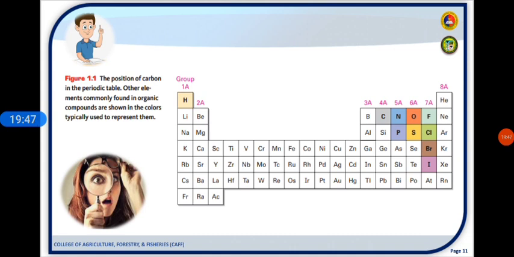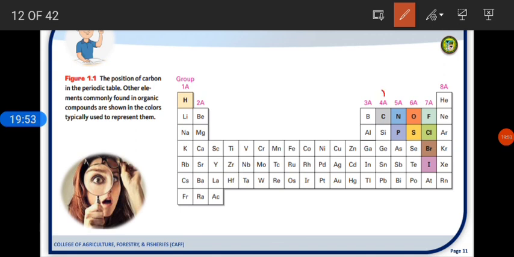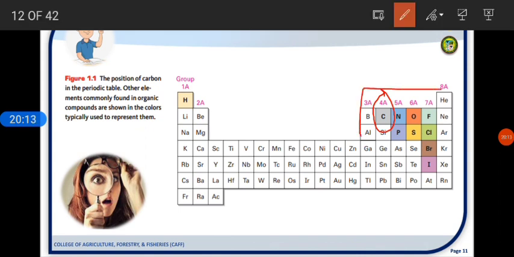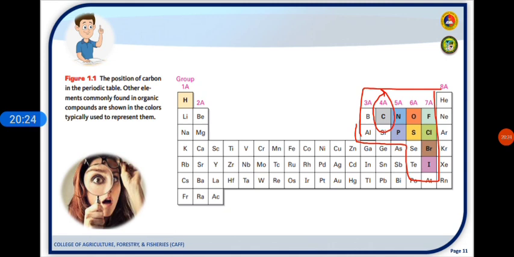Figure 1.1, the position of carbon in the periodic table. So where is carbon? Carbon is located here, under group 4A. Other elements commonly found in organic compounds are shown in the colors typically used to represent them. The colored elements here are carbon, nitrogen, oxygen, fluorine, phosphorus, sulfur, chlorine, bromine, and iodine.